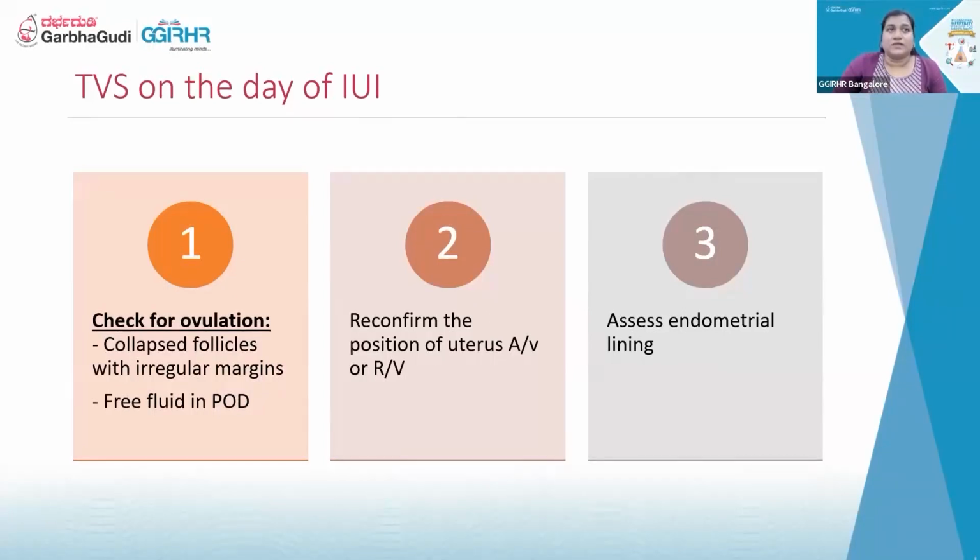What are the signs of ovulation? We look in the transvaginal scan. We look for collapsed follicles. Collapsed follicles with irregular margins will confirm ovulation, and the presence of free fluid in the POD also confirms ovulation.